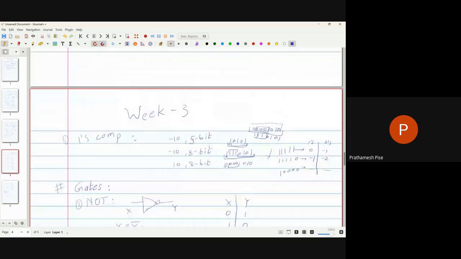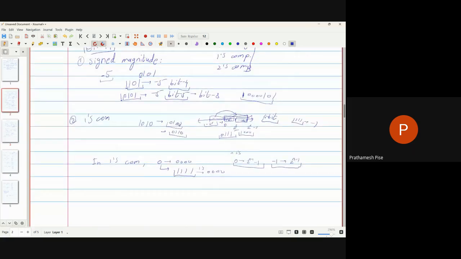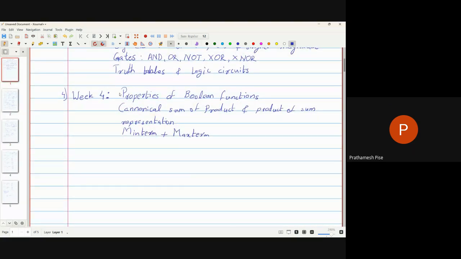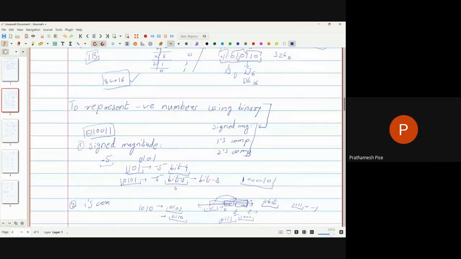So the next week is week 4. What is the timing right now? It's almost 11. So I won't explain the properties of Boolean functions right now, because these are basic things, associative, distributive. I will explain De Morgan's law, and then I will explain the sum of products and product of sums canonical representation. Okay. Are you fine with this? Yes, sir. Yeah, okay. So it's almost time.